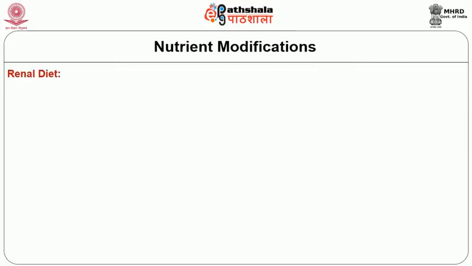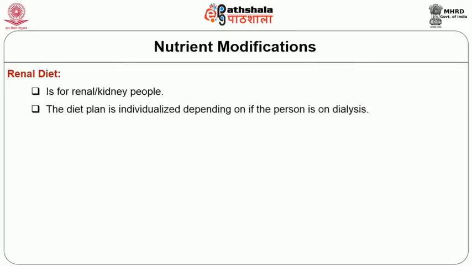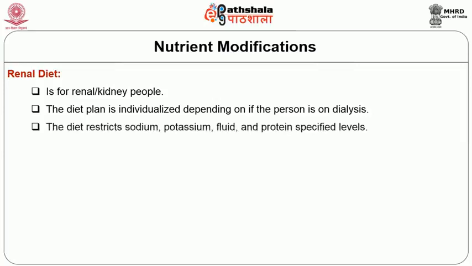Renal diet: this is usually for persons with kidney disorders. The diet plan is individualized depending on if the person is on dialysis or other treatments. The diet restricts sodium, potassium, fluid and protein at specified levels. And here, before going through these restrictions, lab monitoring and results have to be closely monitored. And these are the modifications done in the nutrients.